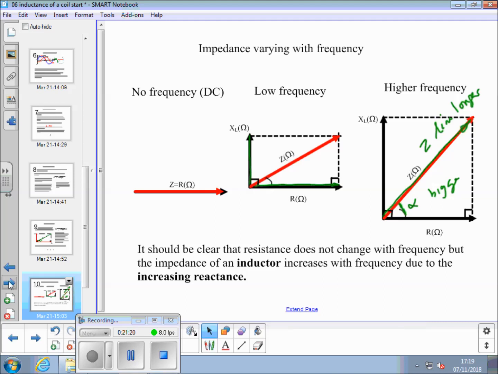It's important to remember that the value of the resistive ohms doesn't change, and that's why the angle changes, because that's held stationary, but the XL line is getting longer or shorter.